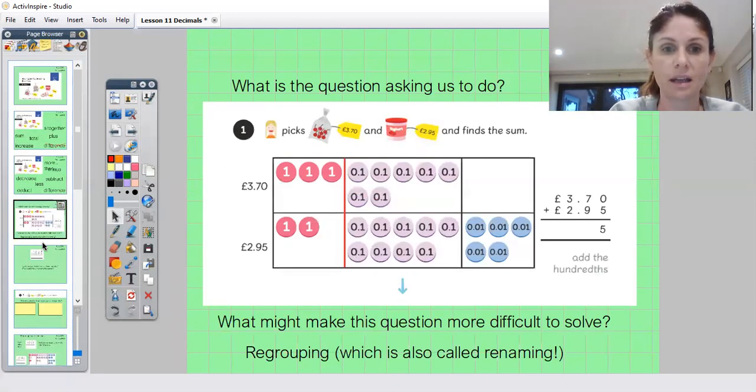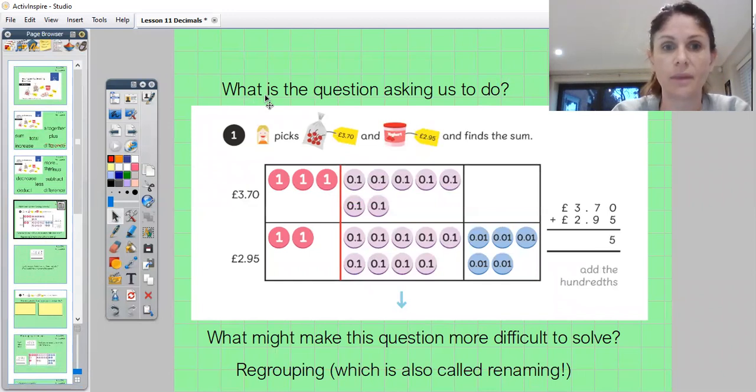Okay, let's have a quick look then at our Let's Learn. So we've got question 1. Hannah picks some cherries and a yogurt and finds the sum. We know that means add. Okay, so we've got our add symbol here. Now, that question is asking us to add, but what might make this question more difficult to solve? It's the fact that we have got to regroup or rename. So let's have a look at what that actually means then.